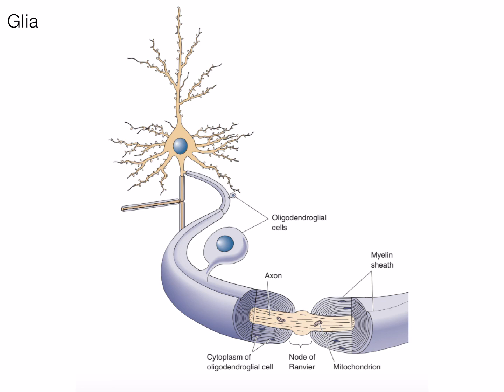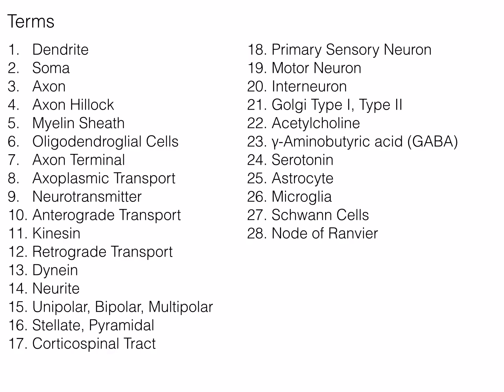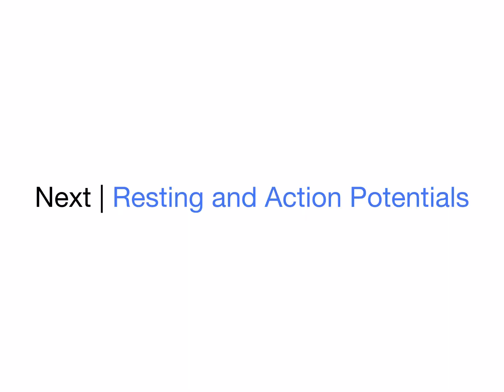Lastly, a class of cells called microglia function as phagocytes to remove debris left by dead or degenerating neurons and glia. You can now pause the video here and review the terms. Next time we're talking about resting and action potentials.